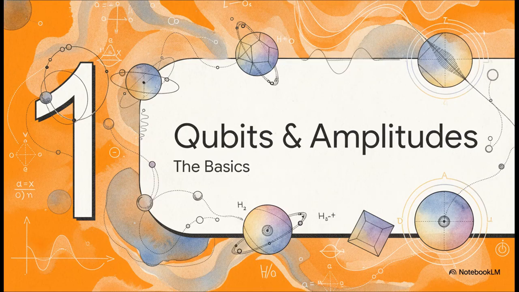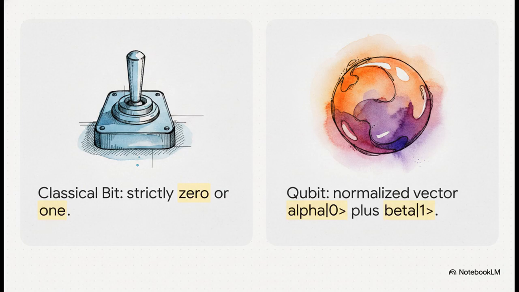Section 1. Qubits and complex amplitudes. What's truly fascinating here is how this completely redefines information storage at the lowest possible level. Think about the classical bit. It's strictly deterministic. It's always a 0, or it's a 1. But a qubit isn't just a switch. It's a normalized vector. It's defined by a linear combination, a superposition, written out as alpha|0> plus beta|1>.